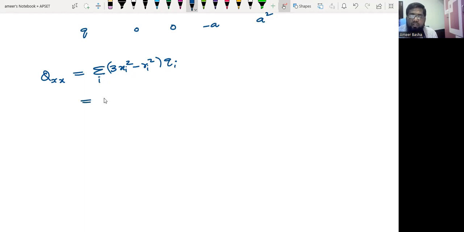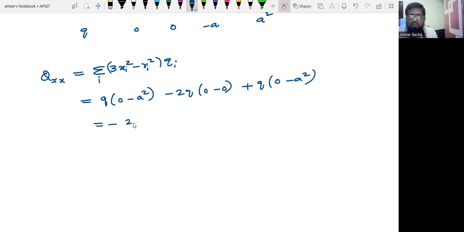So first charge Q1, that is Q, 3x square elago 0 square, that is 0. Ingenduku malla 0 rasidam okesari. So already time waste. It is 0 minus A square. Second charge minus 2Q, everything is 0. So third charge is plus Q, again 0 minus A square. So you will get here minus 2Q A square. That is done, Qxx. Let us calculate the diagonal elements.